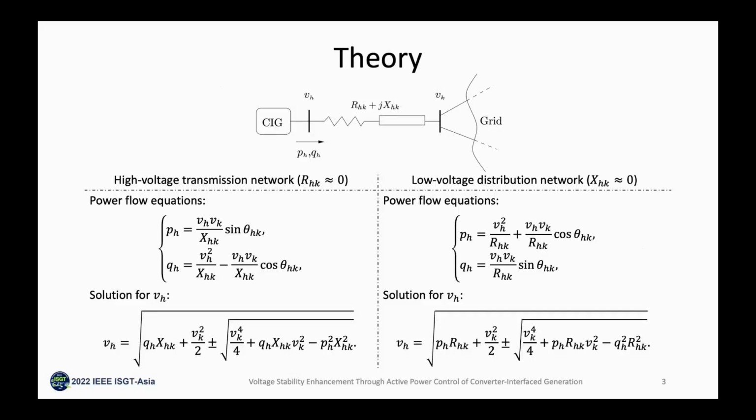Then we have two sets of power flow equations and we can calculate the solutions of the voltage magnitudes at the bus edge for both inductive and resistive network. These equations indicate that the higher the resistance, the more V_H is affected and can be regulated by P_H. This is the first property that we exploit in the remainder of this work.